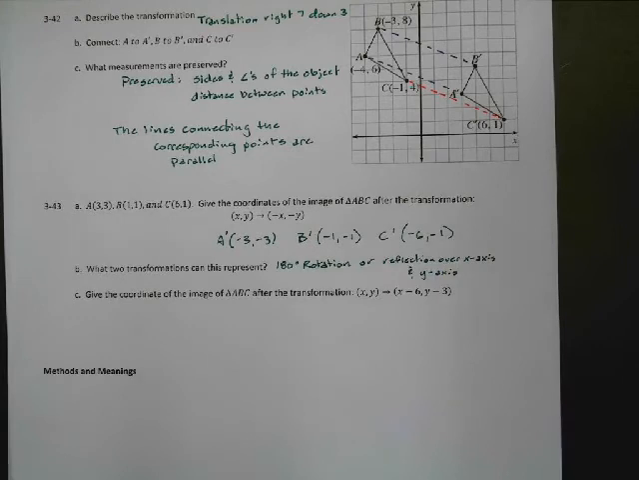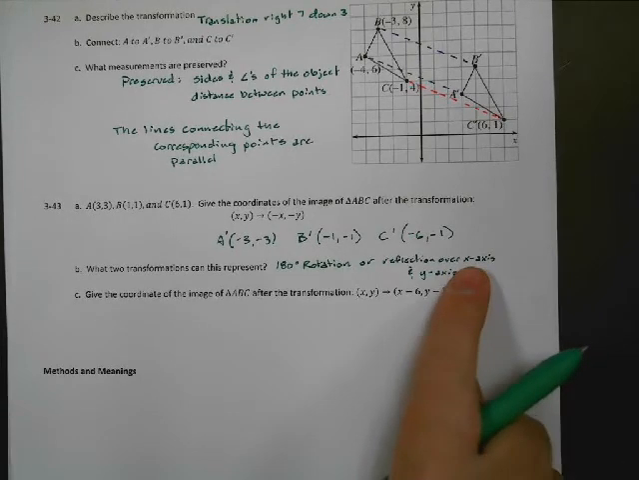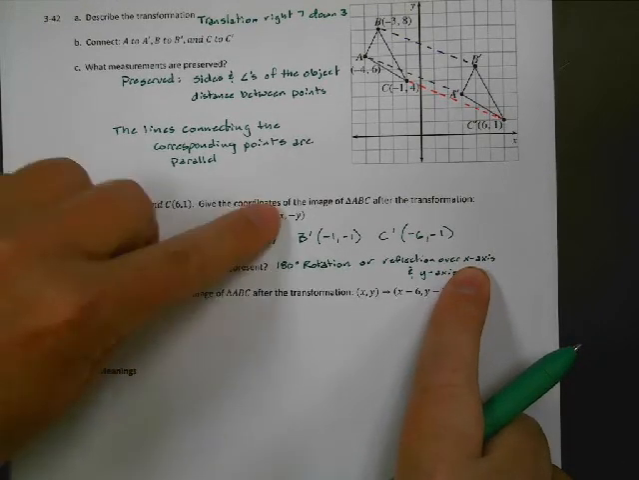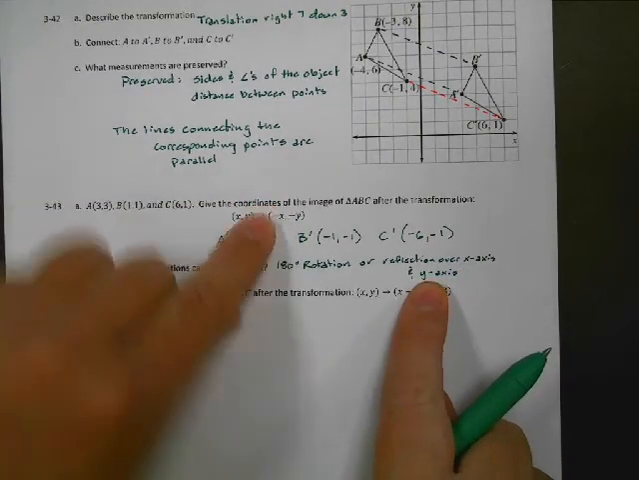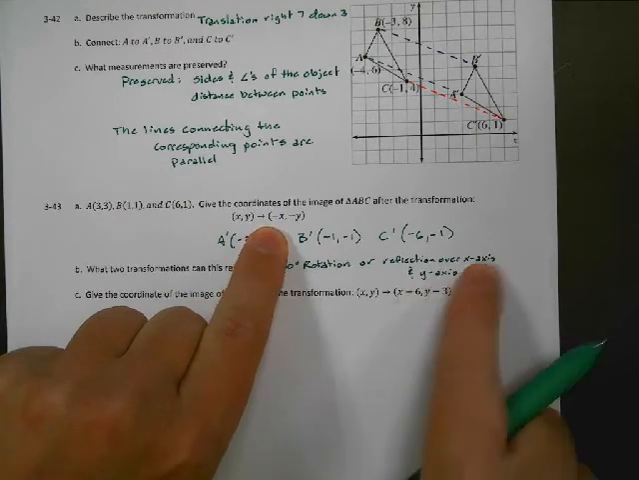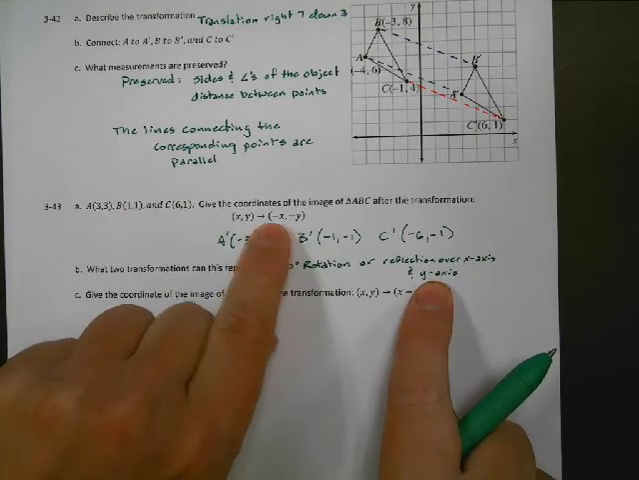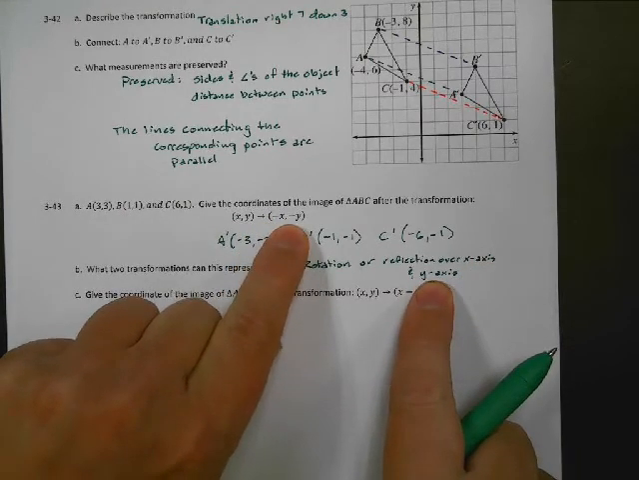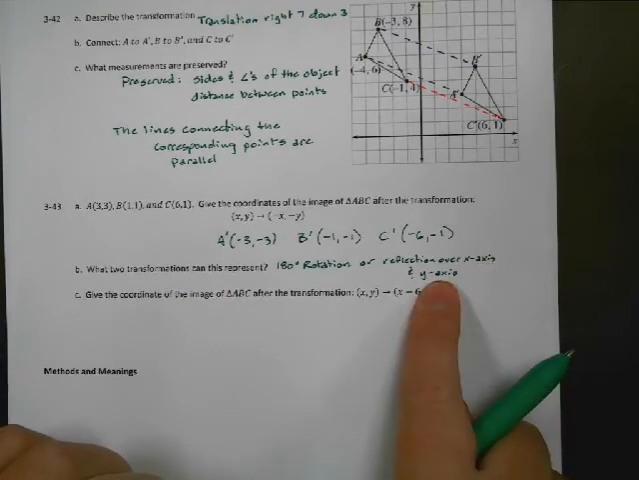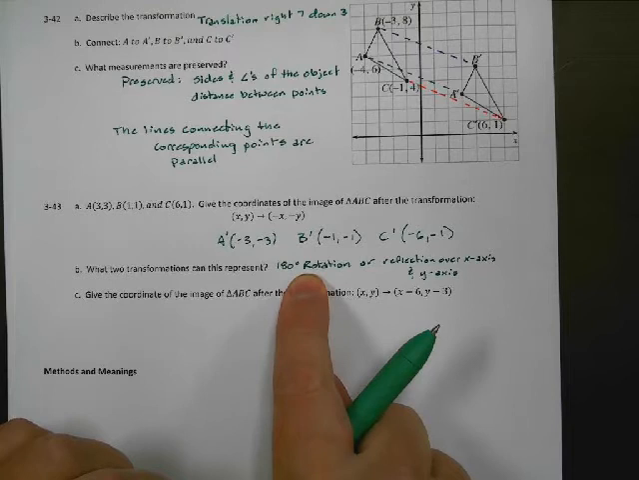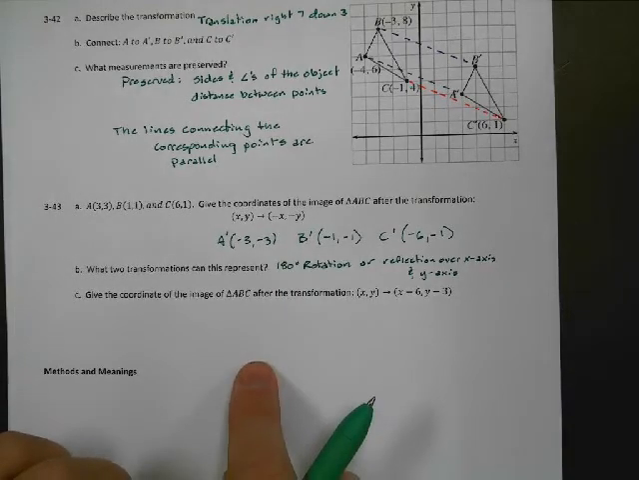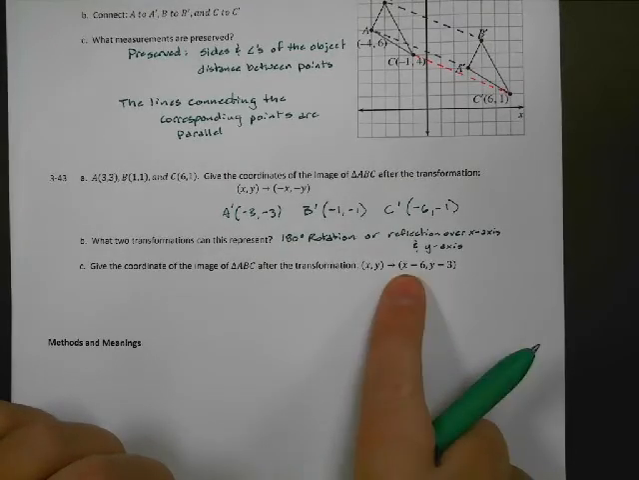You may be asking yourselves, how is it a reflection over the x-axis? Well, when we reflect over the x-axis, the y changes its sign. And when we reflect over the y-axis, the x changes its sign. So if I reflected over both axes, the x and the y would change its sign. So a reflection over the x-axis and a reflection over the y-axis is the same thing as a rotation of 180 degrees.